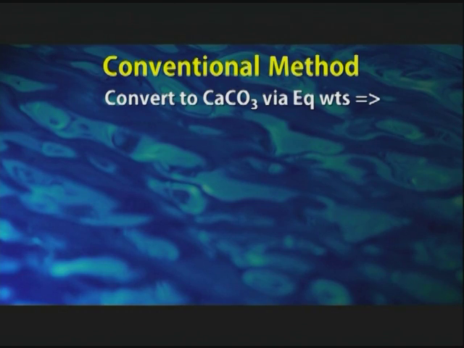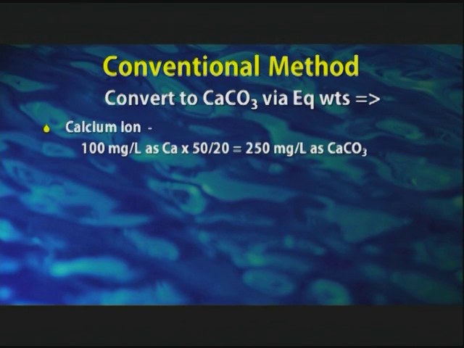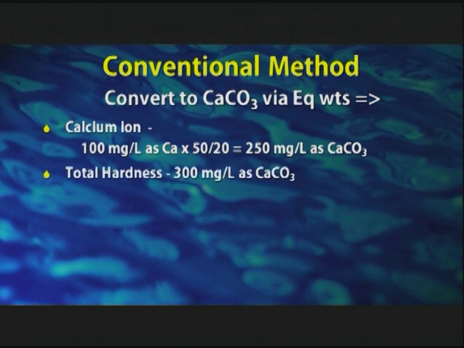Now we're going to convert all of these to calcium carbonate equivalents using equivalent weights. So the calcium ion, we have 100 milligrams per liter, and we're going to multiply that times 50 divided by 20. 50 is the equivalent weight of calcium carbonate, and 20 is the equivalent weight of the calcium, to get 250 milligrams per liter. Total hardness is already as CaCO3, so you can tell very quickly that the magnesium is going to be the difference between 300 and 250 milligrams per liter.